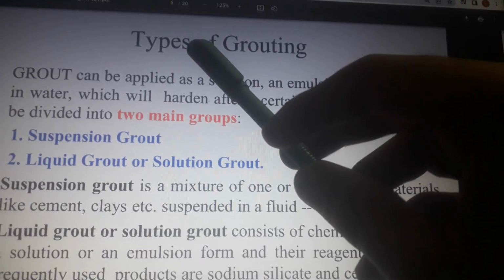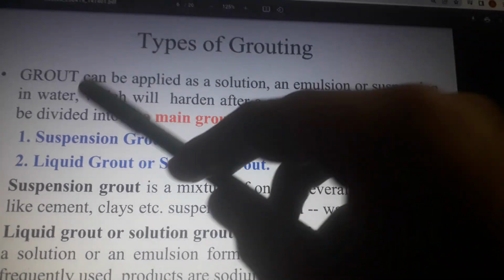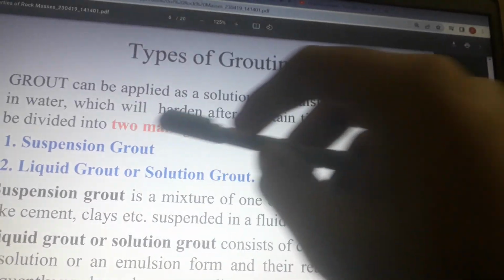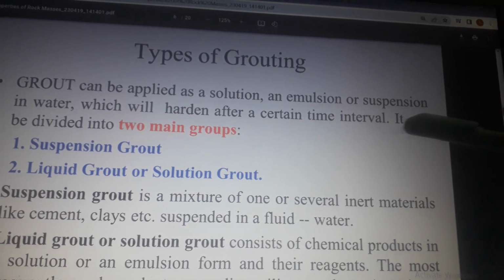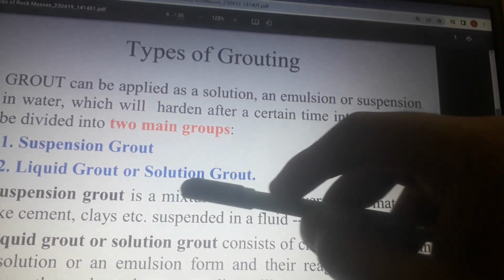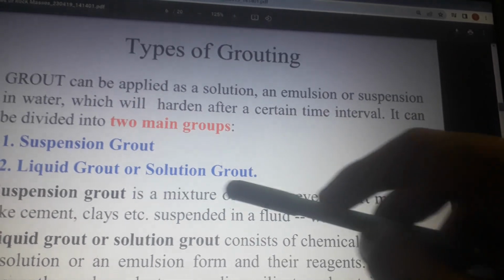Improvement in properties of rock masses. Types of grouting. Grout can be applied as a solution, emulsion, or suspension in water which will harden after a certain time interval. It can be divided into two main groups: suspension grout, and liquid grout or solution grout.